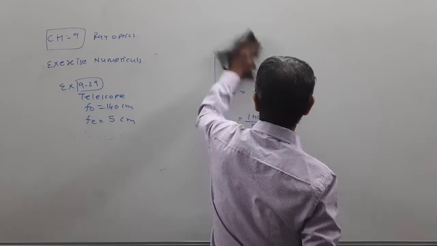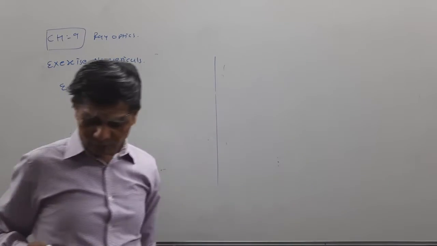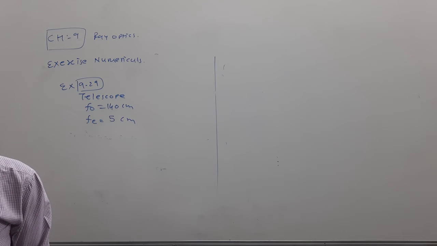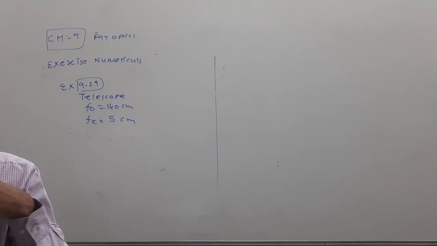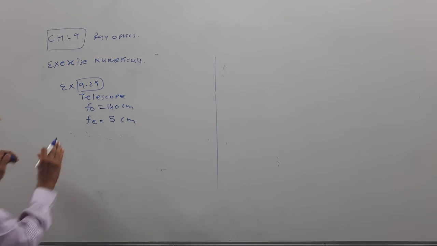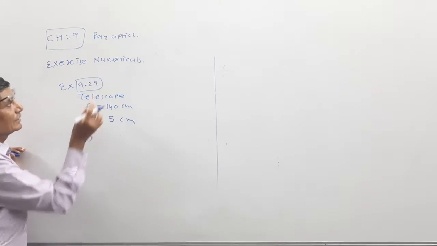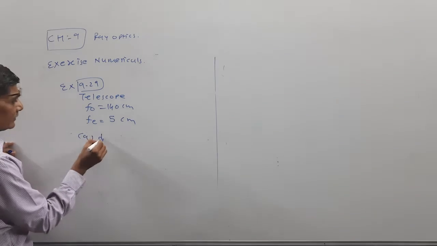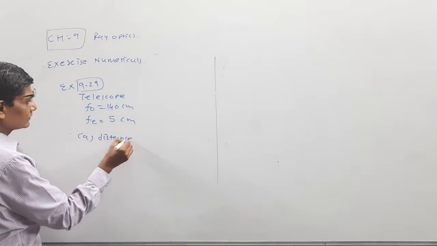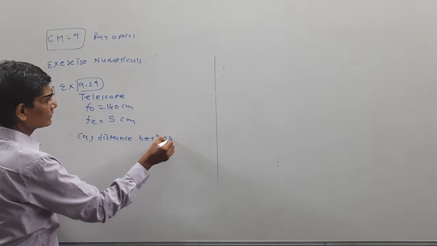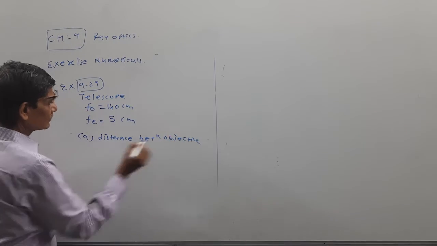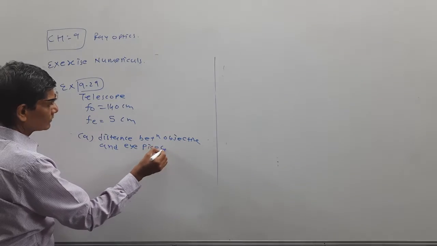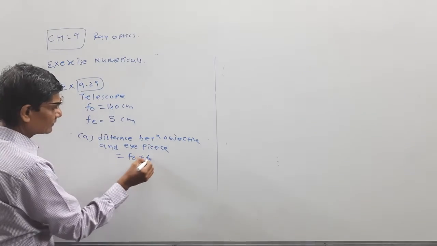Now see the question. What is the distance between the objective and eyepiece? Now the first part of the question in exercise number 9.29. See, the distance between them, that is FO plus FE.